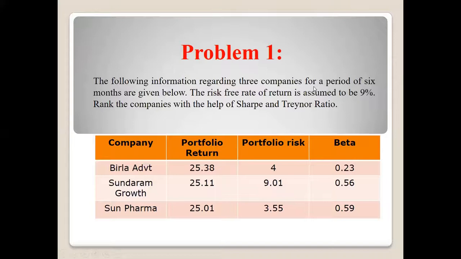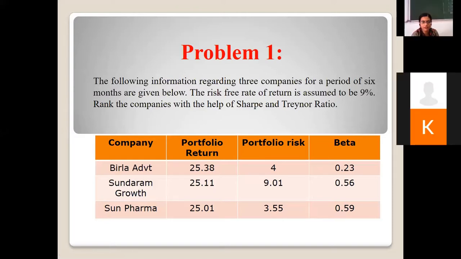Now look into the question. They have given the following information regarding 3 companies for a period of 6 months. The risk-free rate of return is assumed to be 9%, which in simple terms is nothing but your treasury bill rate. And they've asked us to rank the companies with the help of Sharpe and Treynor's ratio.